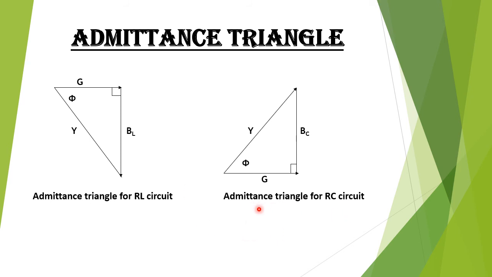Similarly, in the admittance triangle for an RC circuit, the vertical component represents capacitive susceptance and the horizontal component is conductance. Similarly, the hypotenuse is admittance. The admittance triangle for an RL circuit is in the fourth quadrant and the admittance triangle for an RC circuit is in the first quadrant.